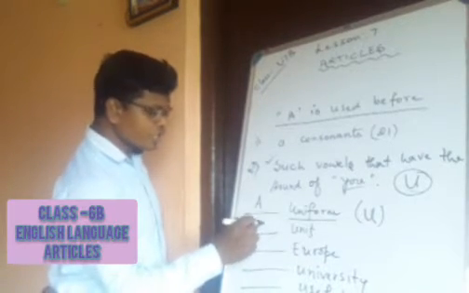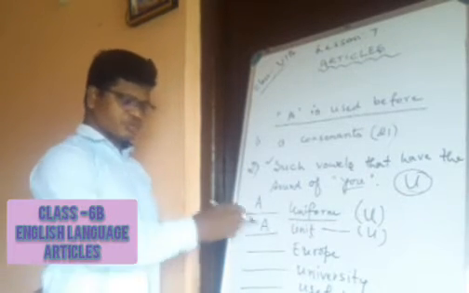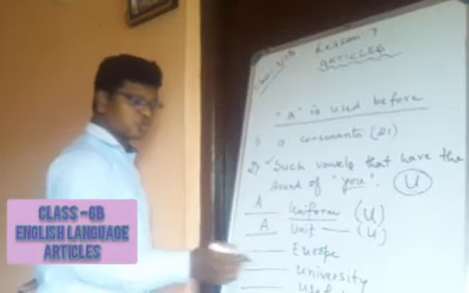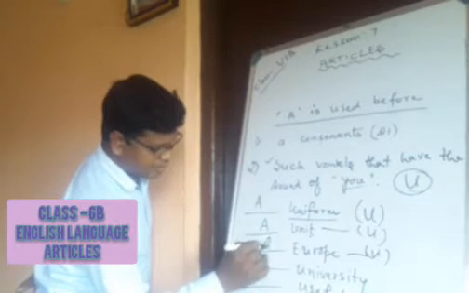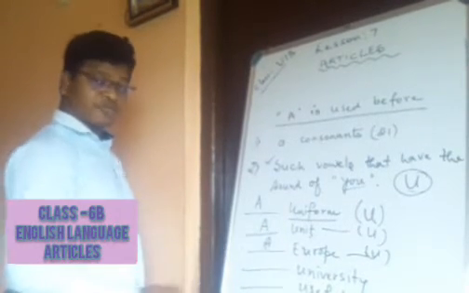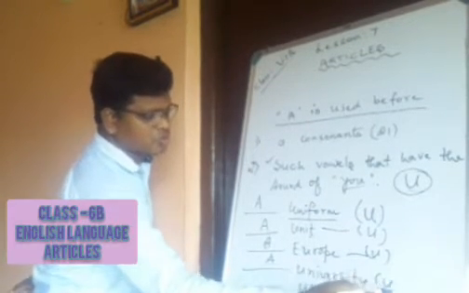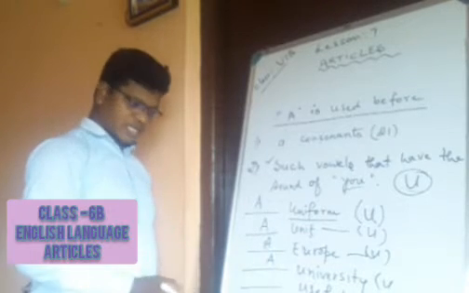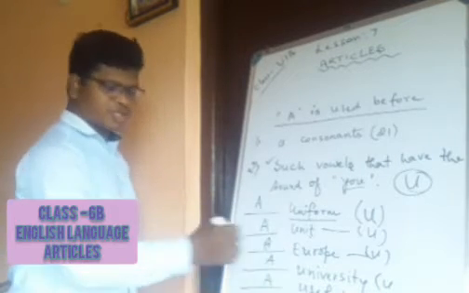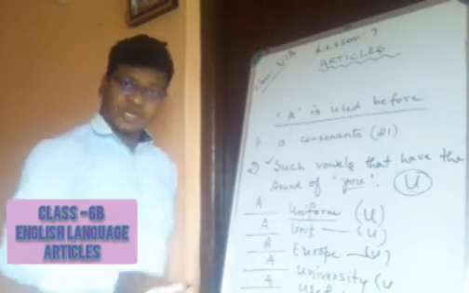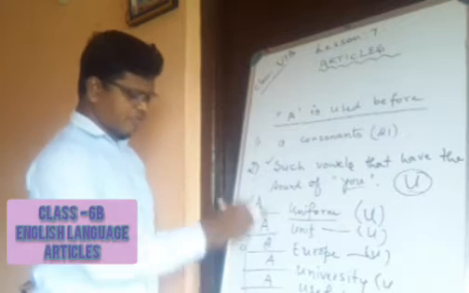Next one, unit. Here also U is coming in the beginning. It sounds like U, so A before it. Here, Europe. Here also U, that sounds the same, so we'll write A. University. When we pronounce the word university, it sounds like U, so we will write A. And useful, also A. So certain words that I have written here all sound like U, and therefore I write A before it.